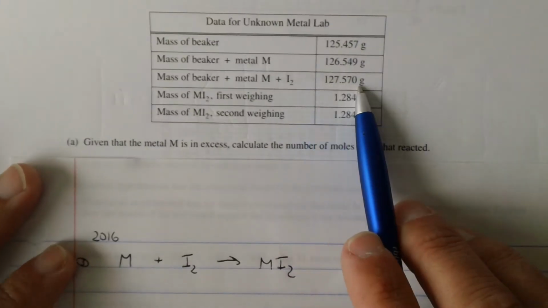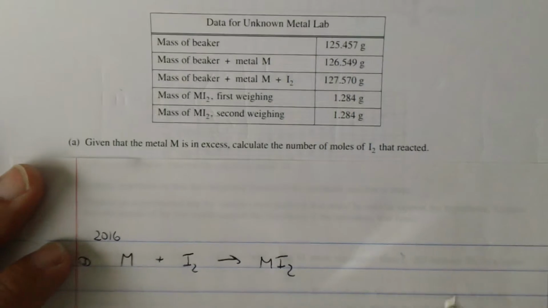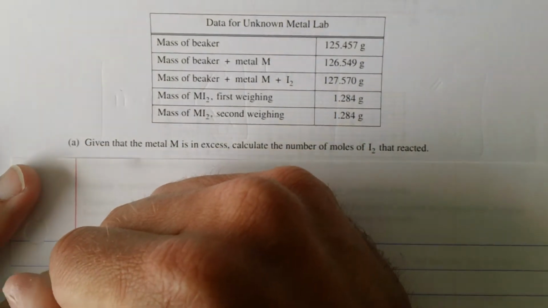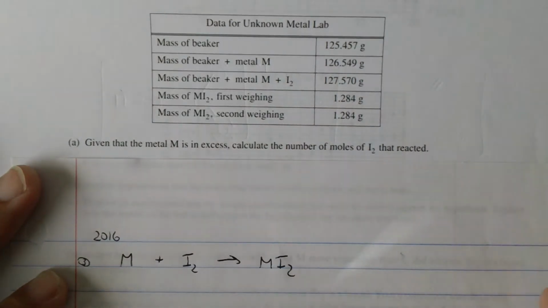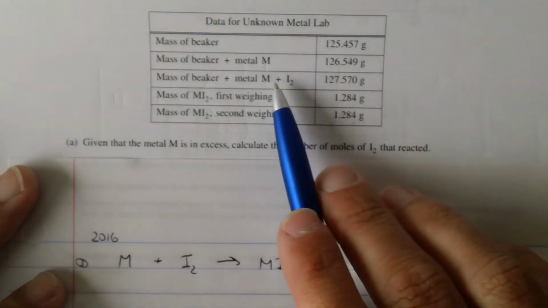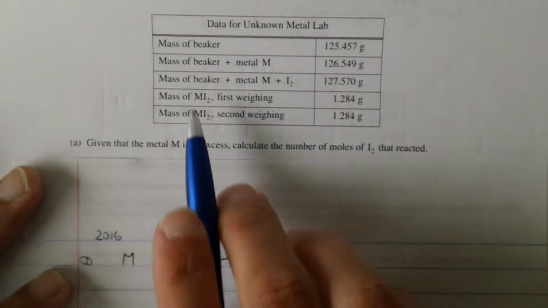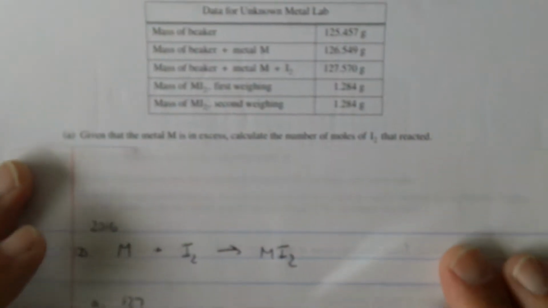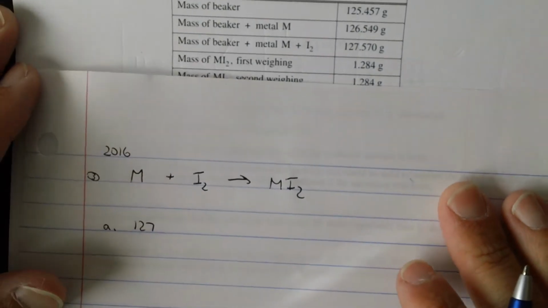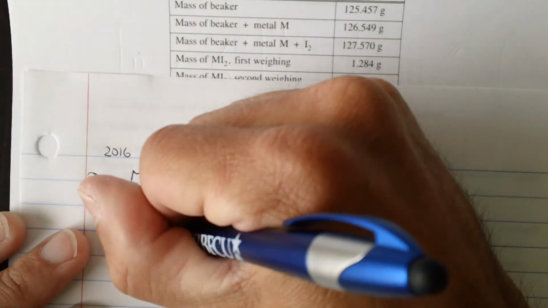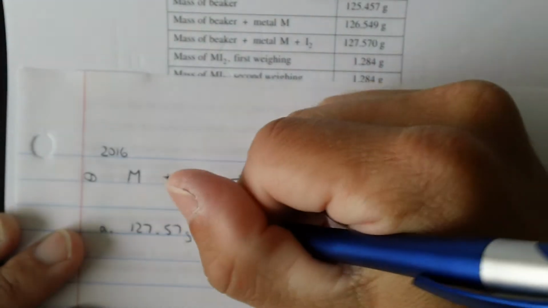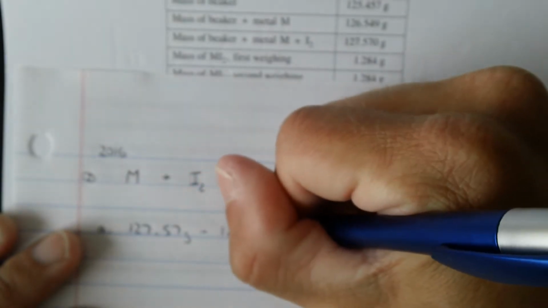We can find that based off the number of grams of iodine we have. Easy enough. This is grams to moles. This is as simple as a stoich problem will get for us. So 1A, this was the all of it together. We subtract off the metal and the mass of the beaker. So we got 127.57 grams minus the 126.549.